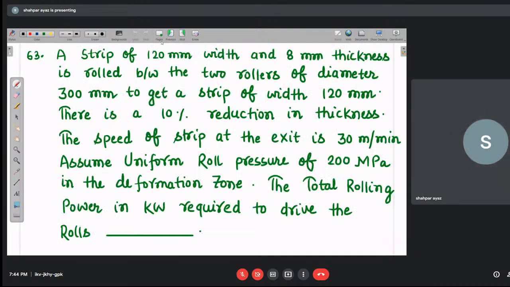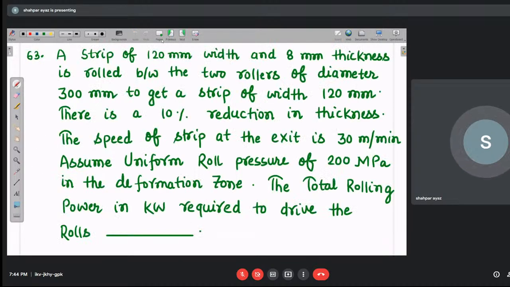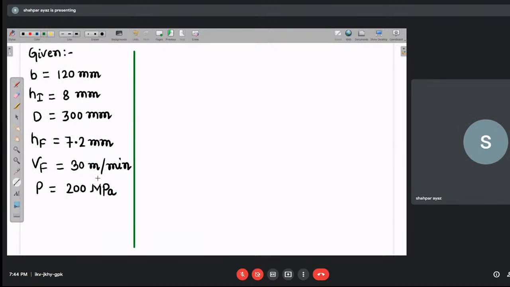Clear everyone? Speed of the billet at the exit means final speed. This is your 330 meter per minute. No problem. Next data is your roll pressure, 200 megapascal. We need to calculate the power. Okay, no problem. See.